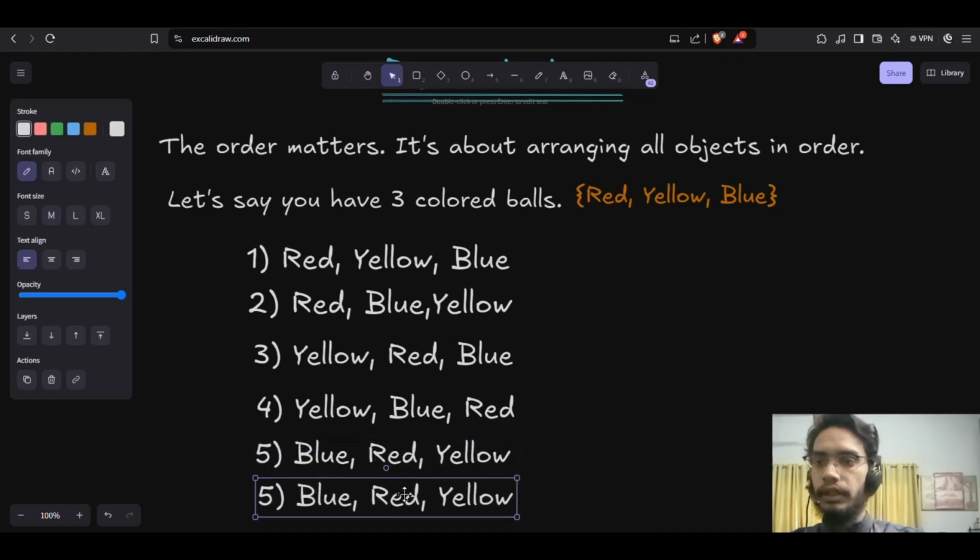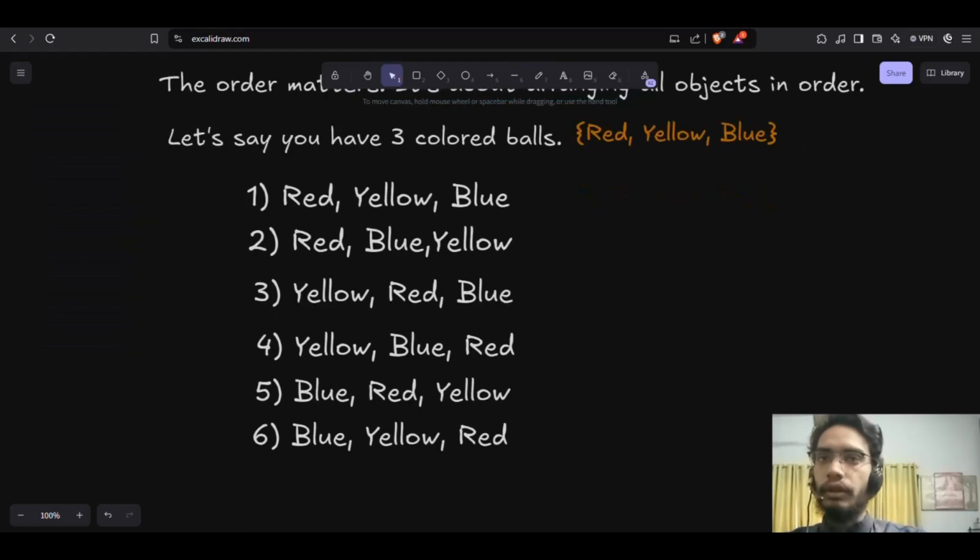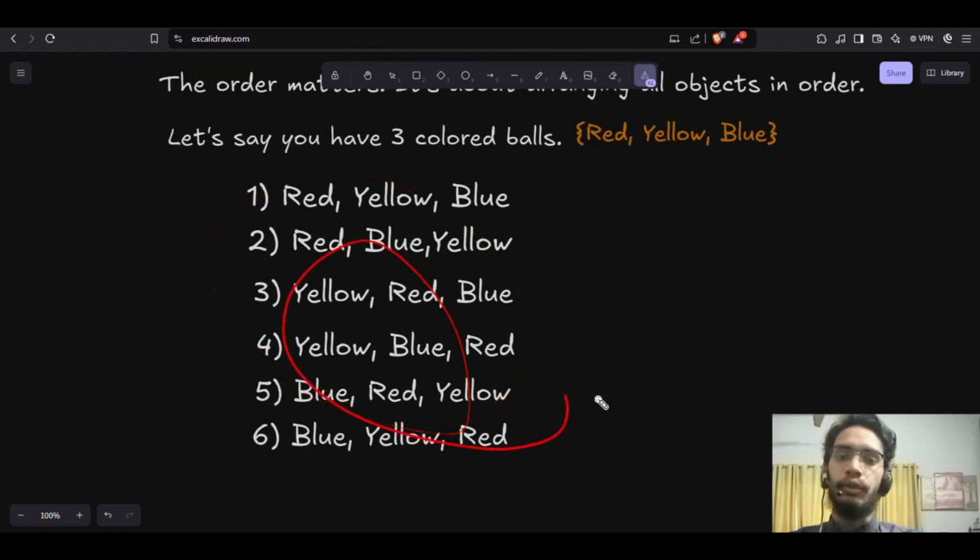And finally, in your sixth arrangement, first you take blue, then you take your yellow, and in the last you take red. So these are all your arrangements. In six ways you can arrange these objects. So there are six ways you can arrange all of these objects.